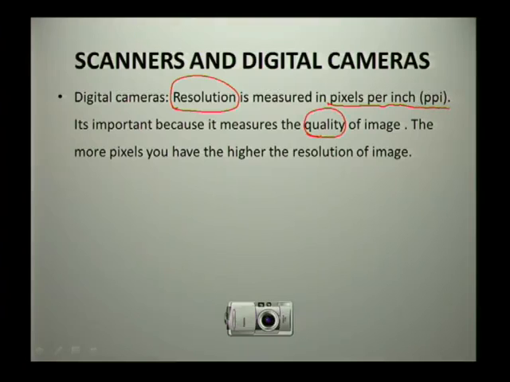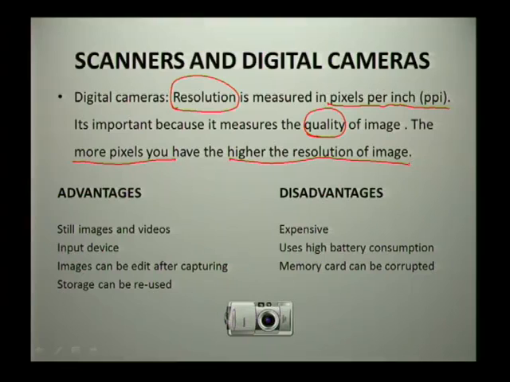So what this means is the more pixels you have, the higher the resolution of the image. That is why most people would say I have an 8 megapixel camera. It means that the image quality is better than a 5 megapixel camera. So those are the differences in terms of the pixels. Now let's look at advantages as well as disadvantages of cameras. The advantage is that your digital cameras can provide still and video images, so you can capture images as well as get videos at the same time.